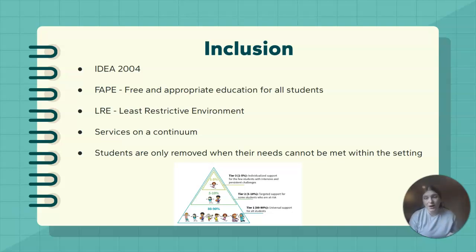I've had students with like 12 goals, and that was a lot of their day was not in Gen Ed. But we try to have universal supports, tier 1 for all students, and only remove them when their needs cannot be met within the setting. There's also the option for co-teaching, like to have the teacher come to them in the setting instead of the teacher removing them from the setting.